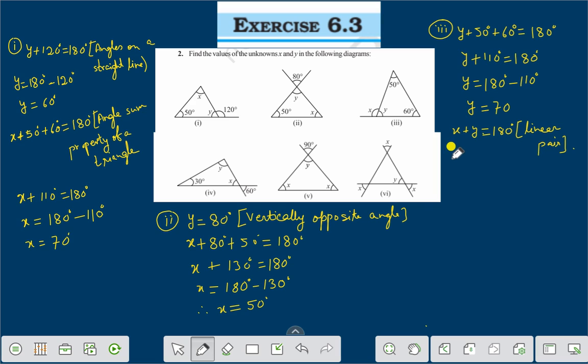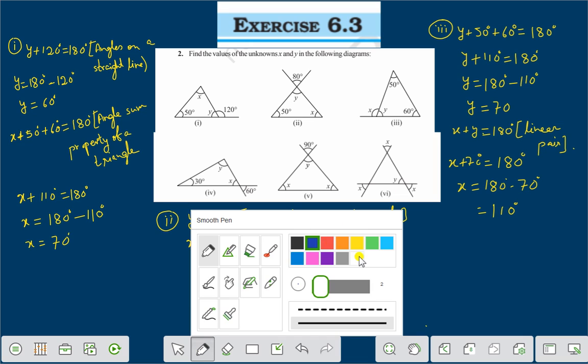Now here you see the value of y is 70 degree. Therefore x plus 70 degree is equal to 180 degree. Right? Therefore x is equal to 180 degree minus 70 degree. That comes to 110 degree. Right? The value of x is 110 degree. Therefore write the various values here.